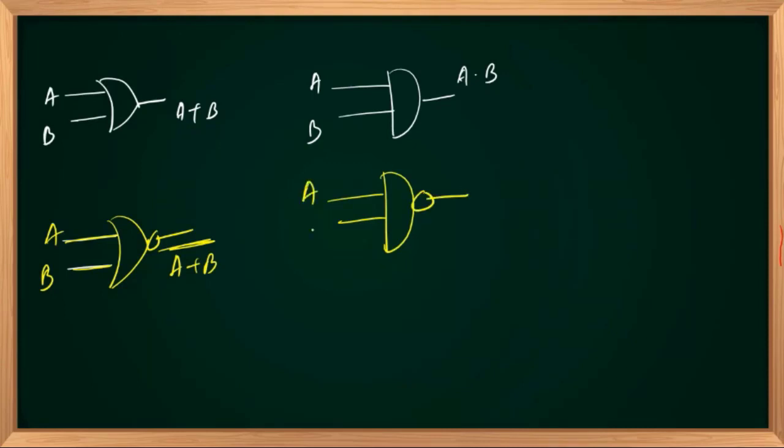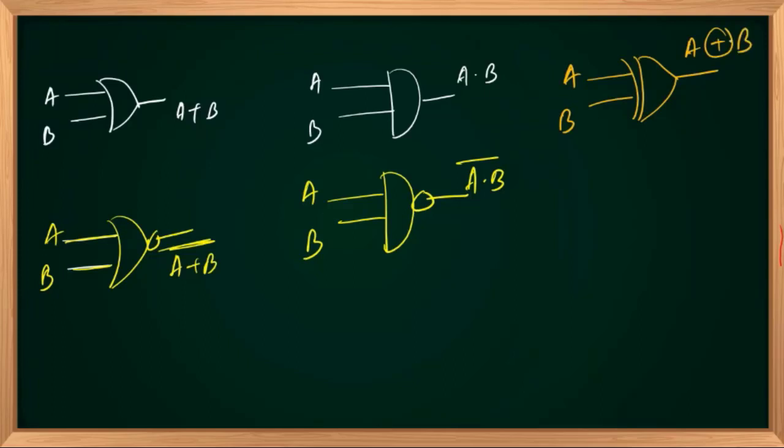Okay, NAND: A, B. So A dot B, the whole complement. And the other gate we had was XOR, right? A, B, and we identified the symbol for the XOR operation, A XOR B, right? And the complement of XOR will be XNOR, right? And these are dual to each other. The dual of XOR is XNOR, right? Similarly, the dual of XNOR is also XOR. Okay, they are dual to each other.